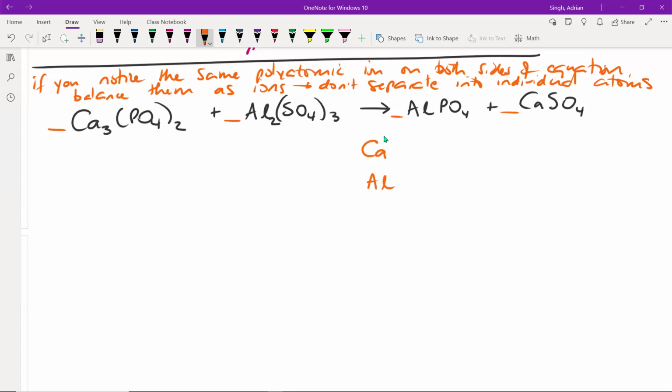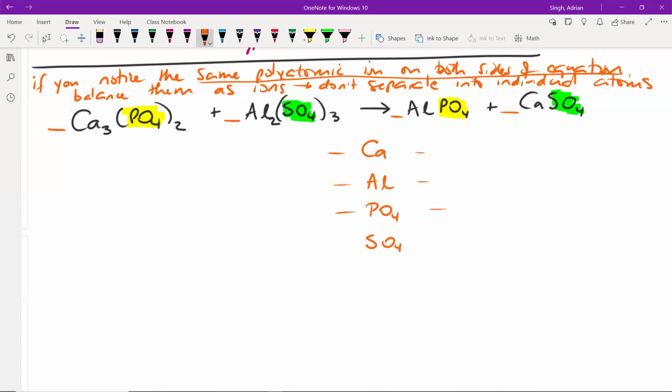Okay, and what I mean by that is, on the left side of my equation here, I can see the phosphate, the PO4. On the right side of the equation, I also see the PO4. On the left side of the equation, I see the sulfate, the SO4. On the right side of the equation, I also see the sulfate, the SO4. So because they're the same on both sides, I can balance them as phosphates, and I can balance them as sulfates. I don't have to separate them into S's and O's, and it'll make your life a whole lot easier if you do it this way. And again, that's if you see the same polyatomic ion on both sides of the equation.